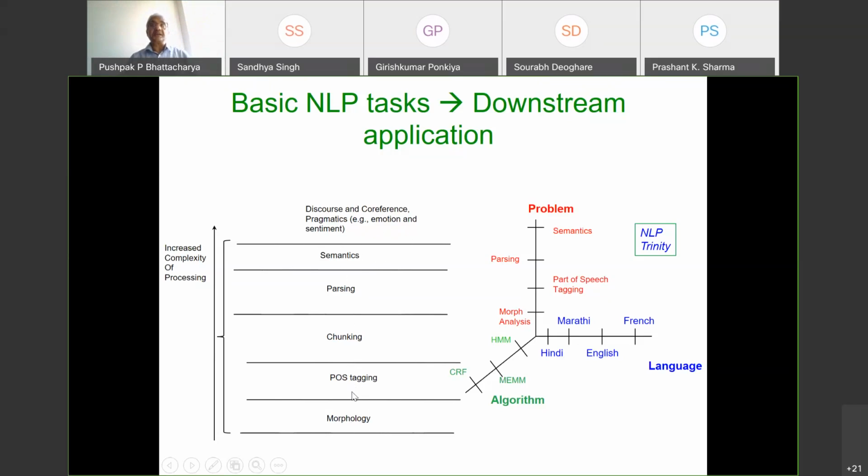But the whole structure is built on many lower level tasks, namely morphology, part of speech tagging, chunking, and so on. Part of speech tagging, giving correct noun, verb, adjective, adverb, etc. tags on the words, is a very fundamental task right in the beginning of the pipeline. If part of speech tagging is wrong, then the whole pipeline becomes shaky. The downstream application also becomes erroneous. So this is the NLP pipeline, and let us examine the question of hypothesis formation and hypothesis testing in the context of the NLP pipeline.